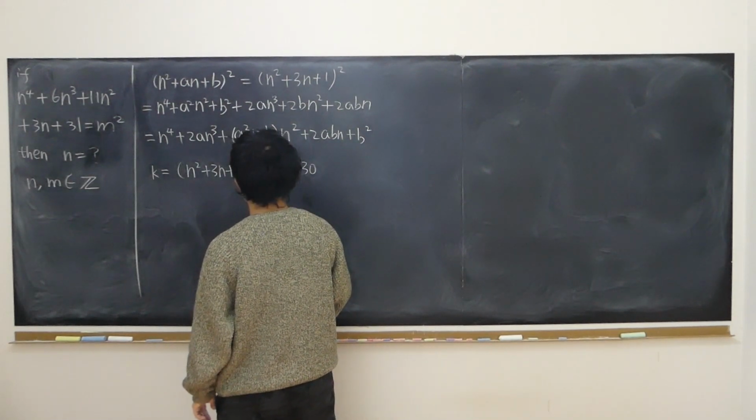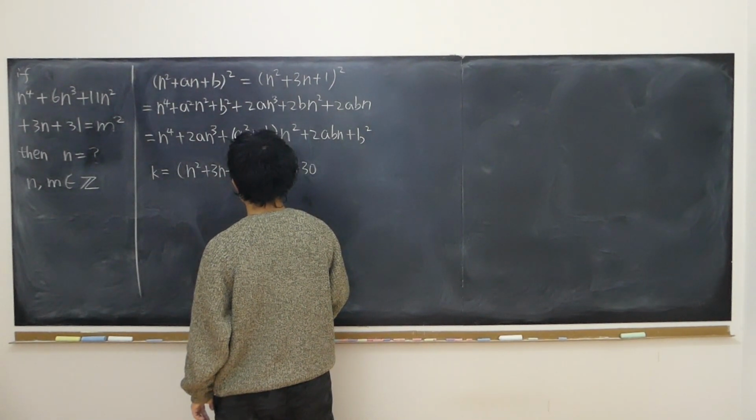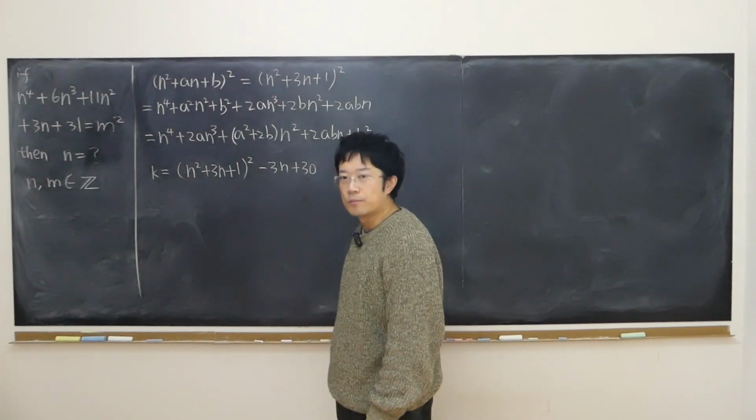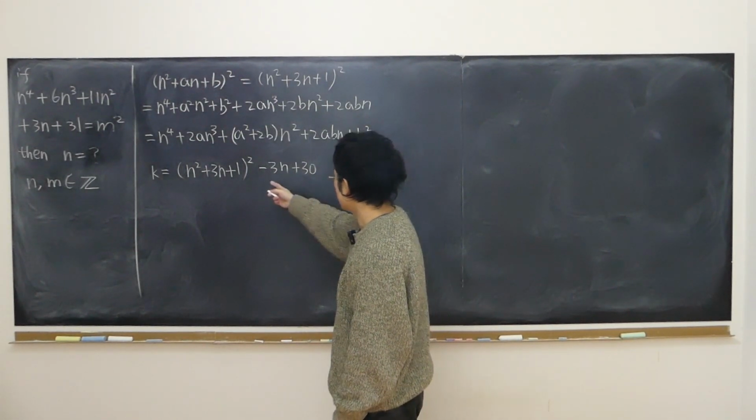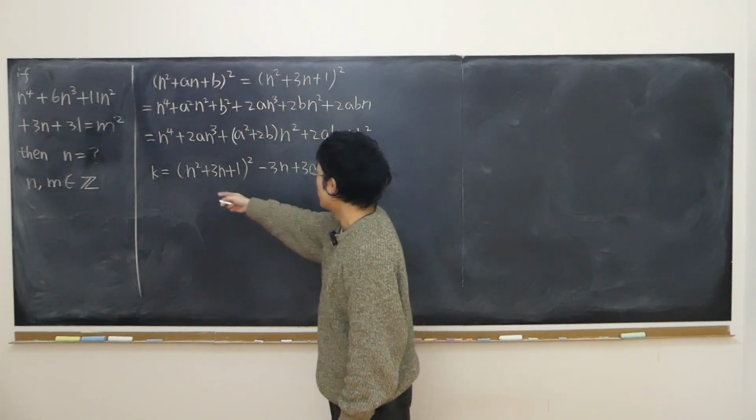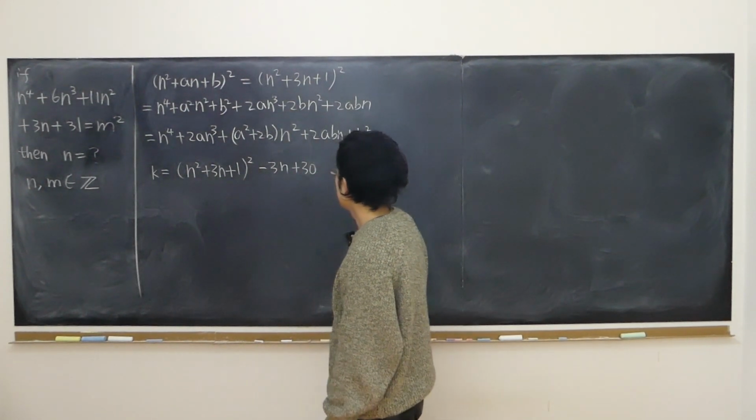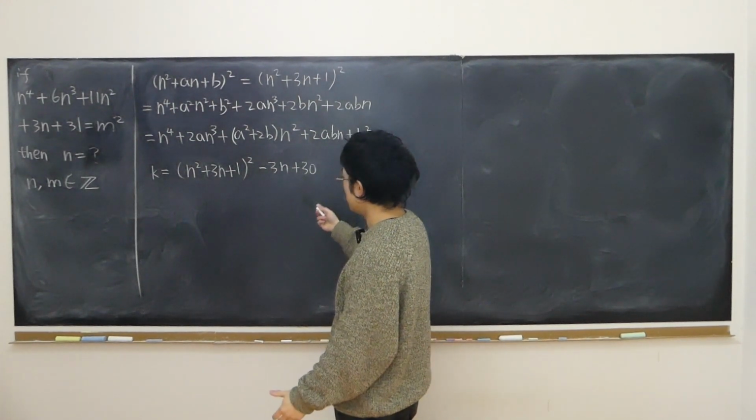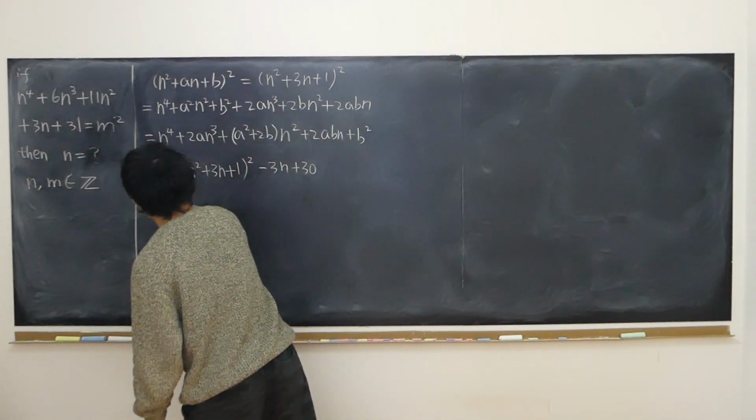So how can this be a perfect square? First of all, my feeling is that maybe this equals 0. Then we have a perfect square. That's fine, right? That's obvious. When n equals 10, this becomes 0. So this is fine.